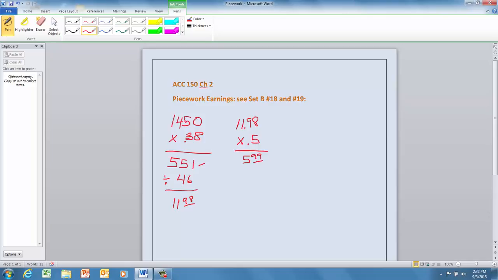Now, it so happens that Courtney worked 6 hours of overtime. So we need to pay for that overtime in addition to the pieces. So there's 6 hours of overtime times the overtime rate of $5.99. We get $35.94.